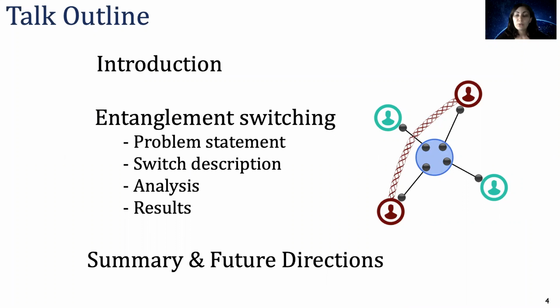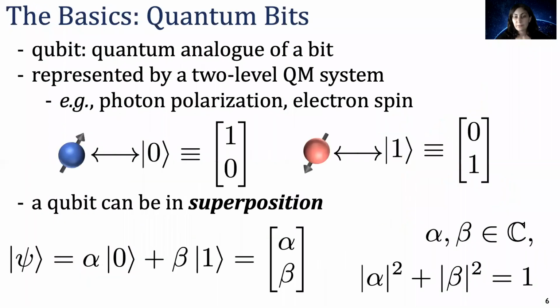The rest of the talk is organized as follows. First, I will give you a brief introduction to quantum computation and communication. Next, I'll introduce the problem, which involves a quantum device called a quantum switch. In this section, I'll describe the operation of the device and discuss the problem, analysis, and results. Finally, I'll conclude with a summary and future directions. Now, on to a brief introduction.